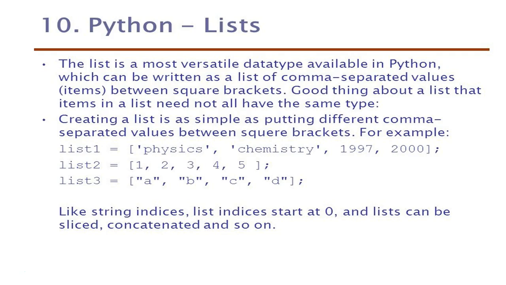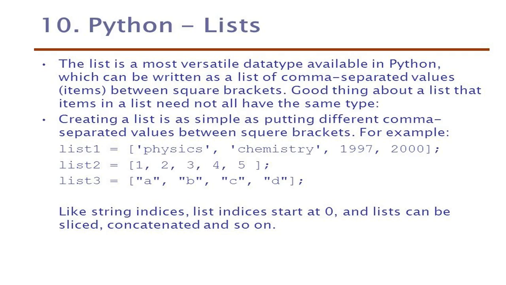Creating a list is as simple as putting different comma-separated values between square brackets. These are all types of lists. As you can see, some lists have strings. A list can have different types, such as list 1, in which we have physics and chemistry, which are strings, and also has values like 1997 or 2000. List 2 contains integer numbers, but you can also have a combination of integers, floats, and strings. And finally, list 3 are all strings.